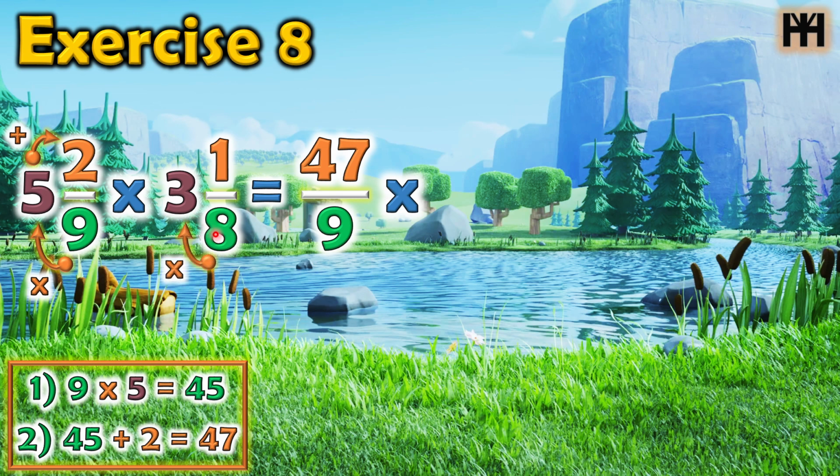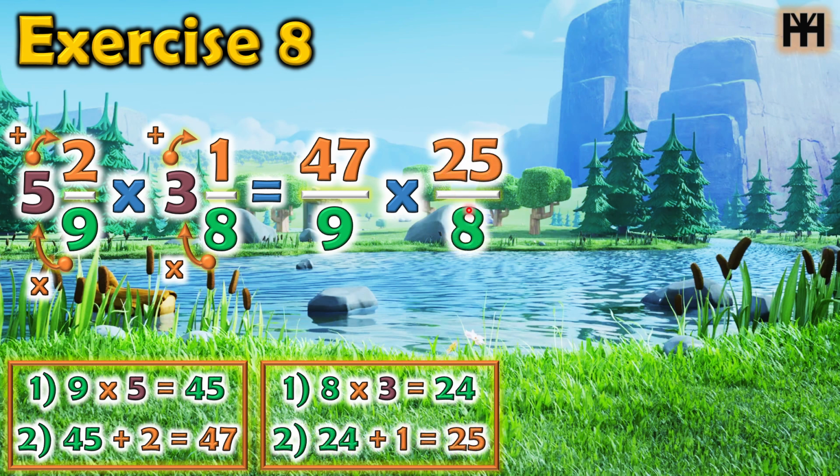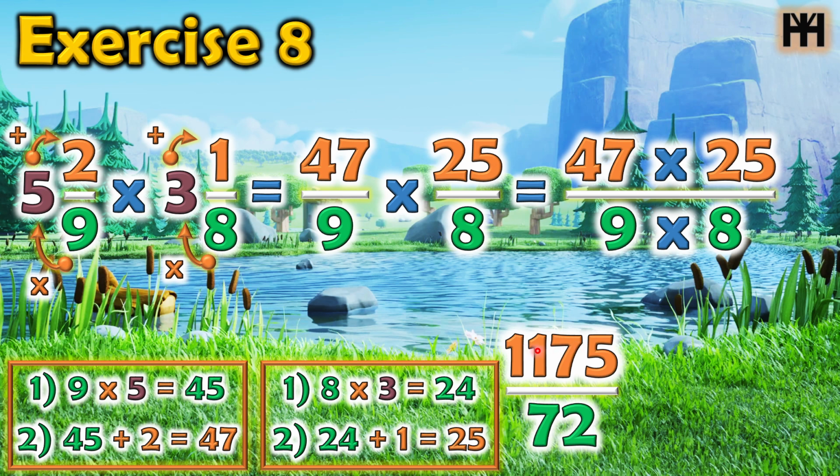Okay, multiply. 8 times 3 is 24, and 24 plus 1, so it's 25. So it's 25 over 8. Then multiply them. So it's 47 times 25 over 9 times 8. So it's 1175 over 72.